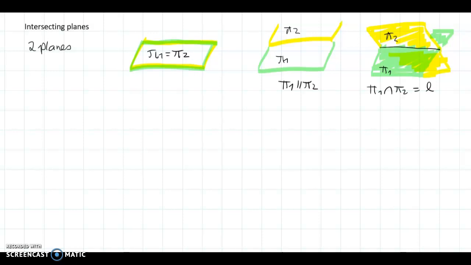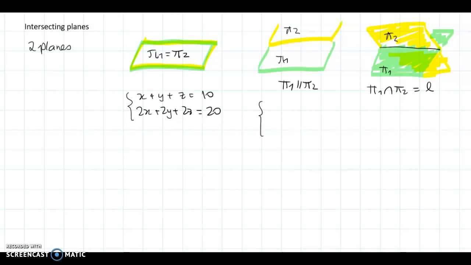In terms of equations, the first case is where we have two equations that are actually the same. For instance, imagine I have x plus y plus z is equal to 10 for one of my equations, and then for the other one, 2x plus 2y plus 2z is equal to 20. Then actually we have the same plane two times.